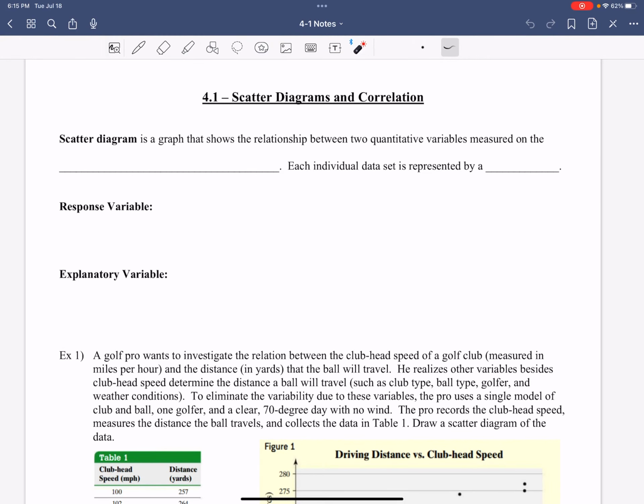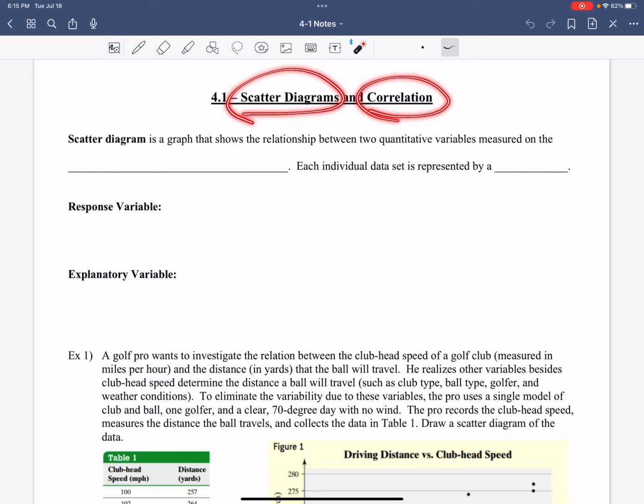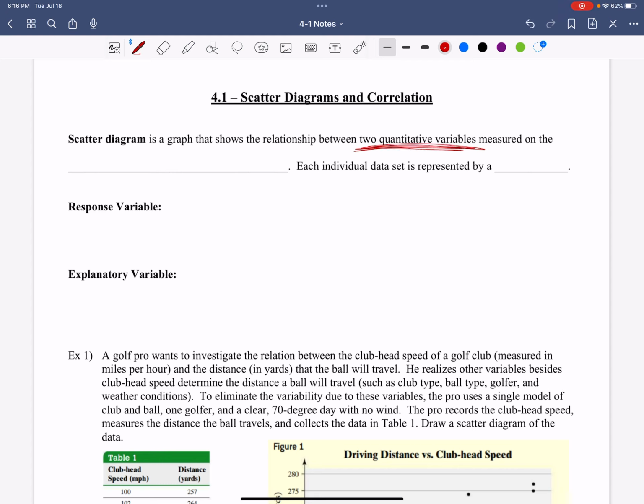Okay, we're going to switch gears a little bit and start looking at some scatter diagrams and their correlation. So kind of how the points all relate together. That's what we're going for first, all right? So a scatter diagram is a graph that shows the relationship between two, that's the key, quantitative variables measured on the same individual.